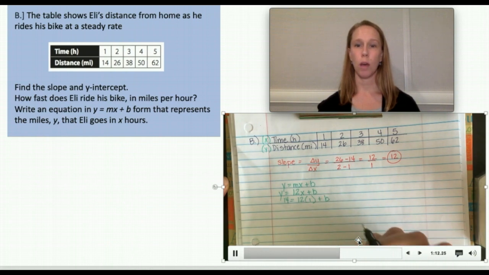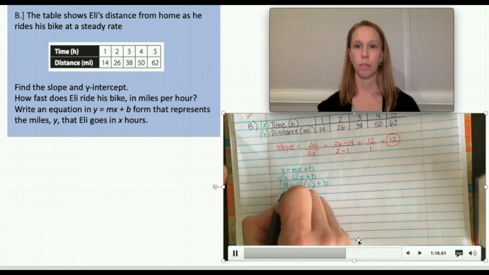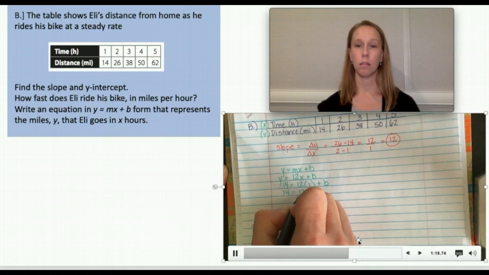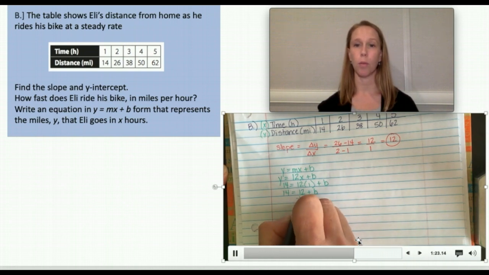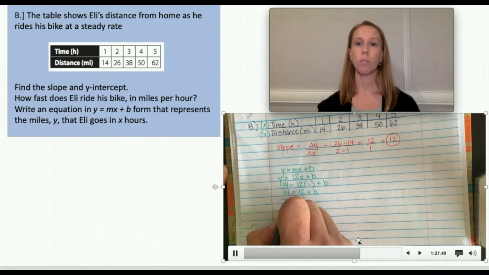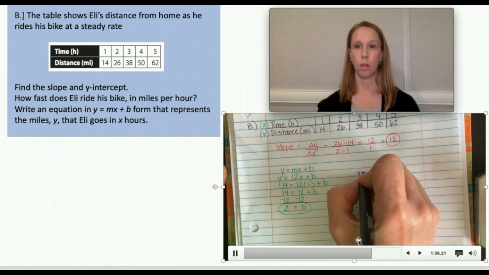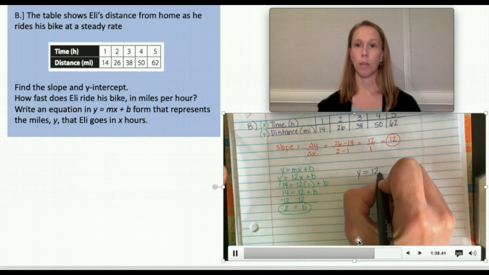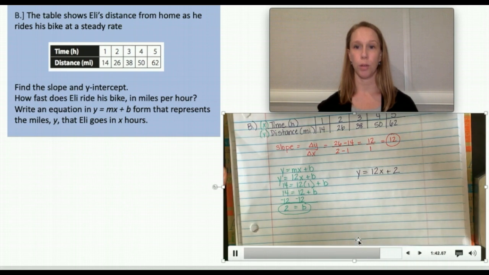So if 14 is y and x is 1, I get 14 equals 12 plus b. So that means, all I have to do to isolate that variable is subtract 12 from both sides. You might be able to do this mentally, but just to review, b equals 2. And that's my initial value, or my starting point. So now I just need to plug those variables into y equals mx plus b form. I get y equals 12x plus 2.